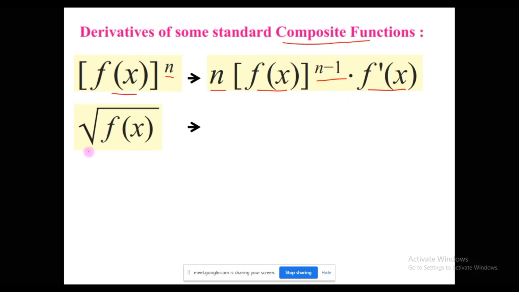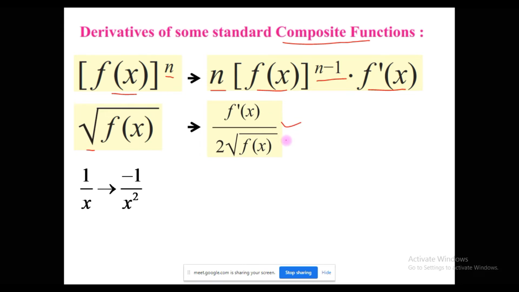Now the same thing goes for this. If it is the square root of f of x, if it is simply root of x, the derivative will be 1 upon 2 root x. As this is root of f of x, the derivative should be, using the same form, 1 upon 2 into root, but inside it we will write f of x. Instead of x we'll write f of x, and I should multiply this with the derivative of f of x, that is f dash of x. So this is it.